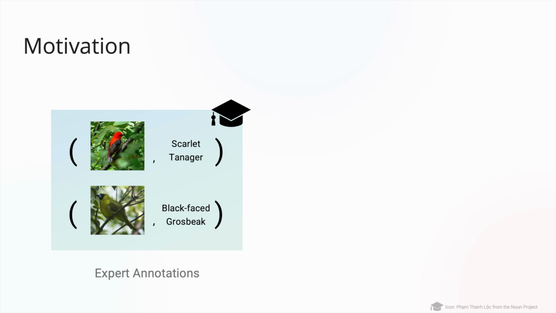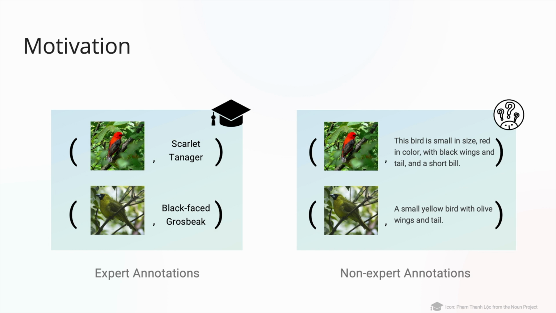In this work, we assume no access to image databases with expert annotations and instead use only pairs of images and descriptions, which we refer to as non-expert or layperson's annotation, since they can be crowdsourced or otherwise collected without specific domain knowledge. For example, it doesn't require any special knowledge to describe the first bird as small and red with black wings, while labeling it as a scarlet tanager is very difficult for a layperson.